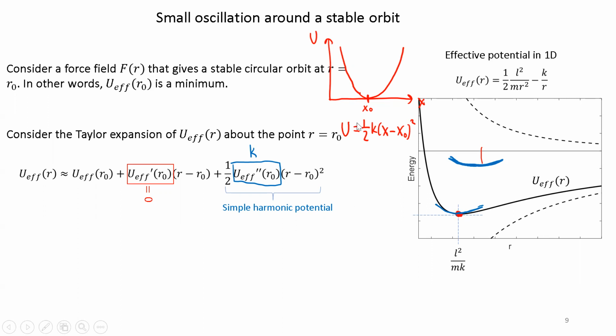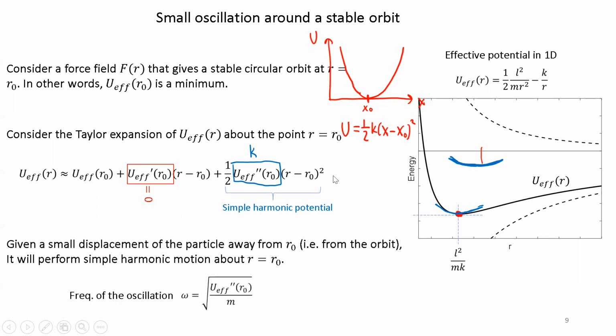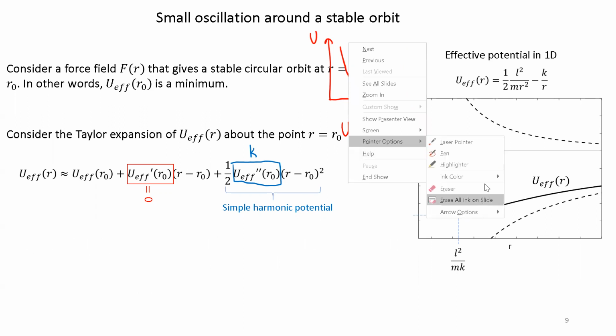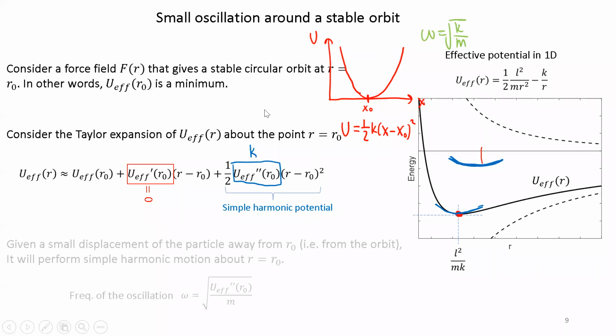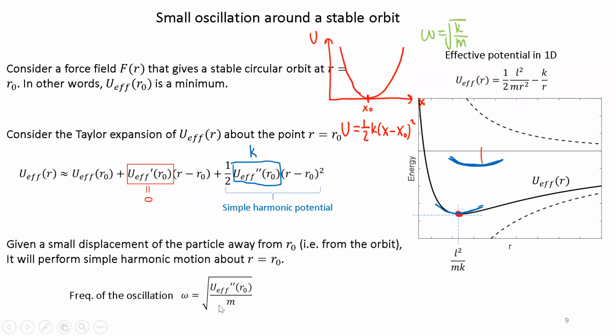And now, knowing the spring constant, so when you have this harmonic oscillator problem, knowing the spring constant will then give you the frequency, right? Because remember that in the harmonic oscillator, the frequency is given by the square root of k divided by m. So now, in this case, because the second order derivative plays the role of k, the frequency of oscillation of my orbit is the square root of this second order derivative divided by m.